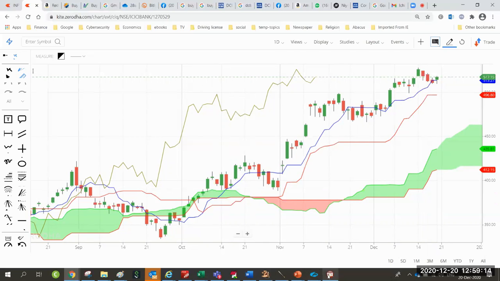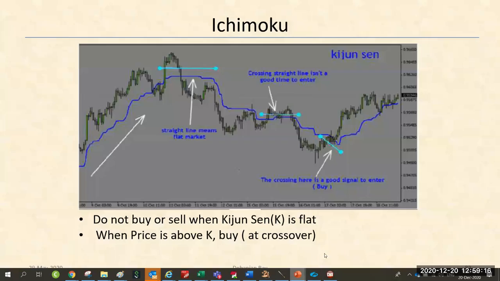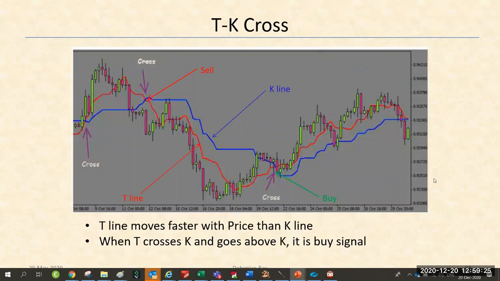Okay, now let's go to the second feature of this one. Do you have any question here? No, it's clear. Very clear. Now let's go to the TK cross.